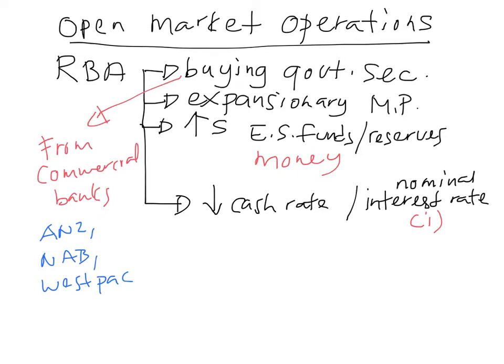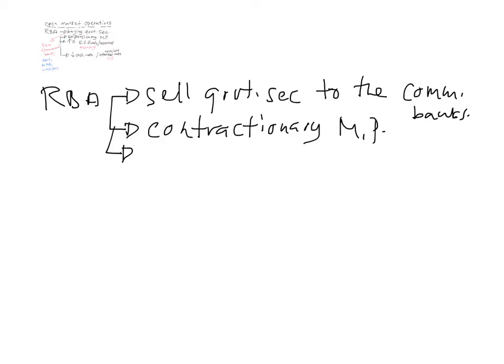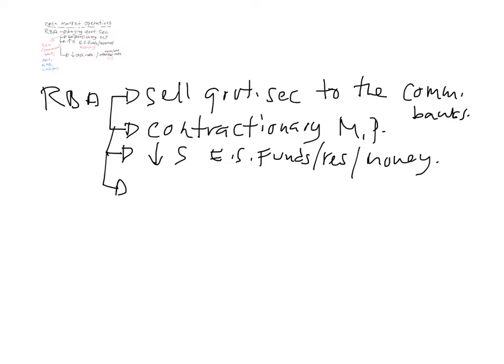What is the other aspect of it? Well, the other aspect of it is basically the reverse of what I've just shown you. The reverse would be where the Reserve Bank of Australia is going to sell government securities to the commercial banks. This is a contractionary monetary policy. This will reduce the supply of exchange settlement funds or reserves or money in the economy. It will increase the cash rate, or if you prefer, the nominal interest rate. Okay, and this will slow down the economy.